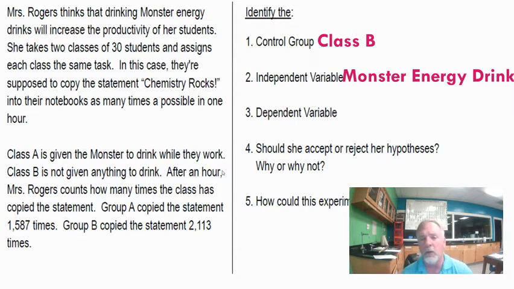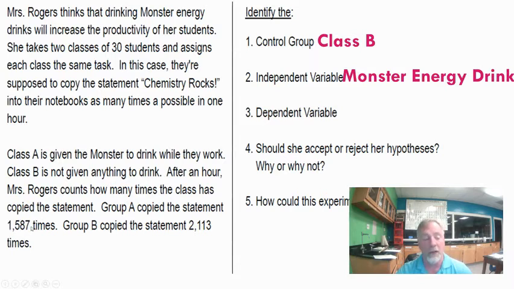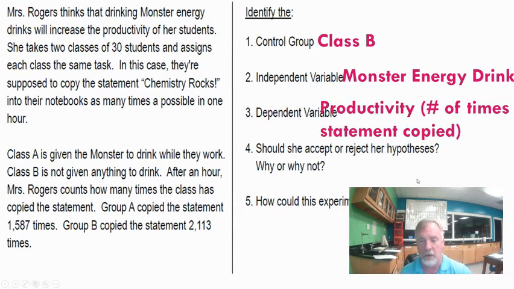Well, what is it that we want to measure? That's what our dependent variable is, our measure. We're going to measure productivity. And in fact, another way you can see it is right here in our description. What did she measure? In Group A, they copied the statement 1,587 times. There's a number. There's a measurement. So our dependent variable again here is our productivity, the number of times the statement was copied.